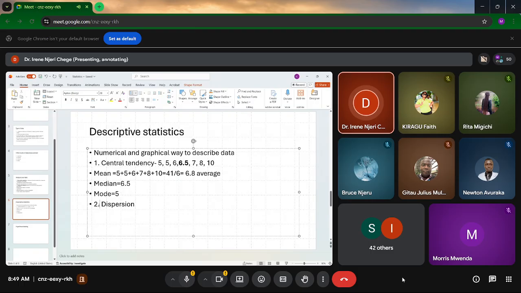In our situation, our highest was 10. Then our lowest was 5. So your range is just the highest plus the lowest. Okay. Then we have our standard deviation. Okay. Standard deviation. What is the standard deviation? I'm very sure you've done this before.